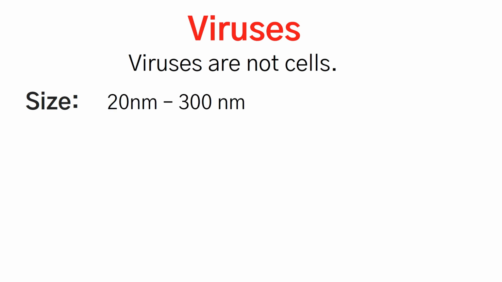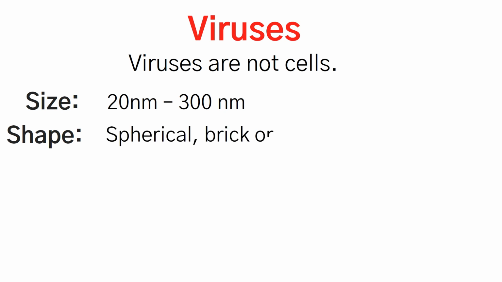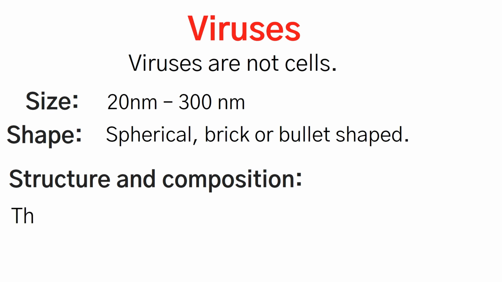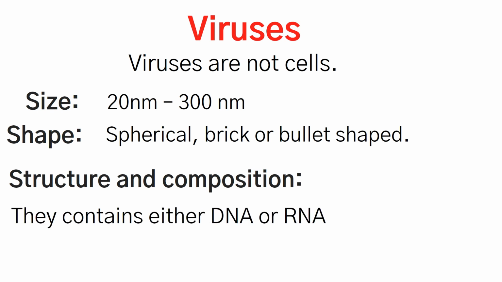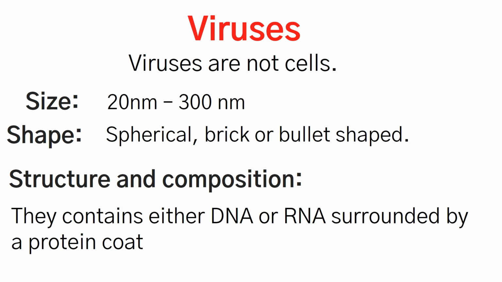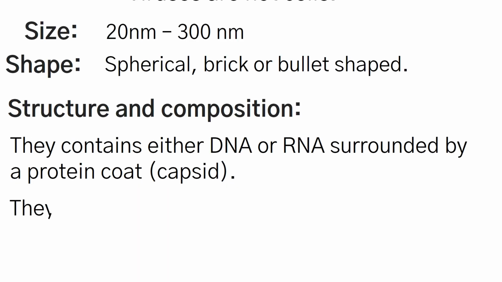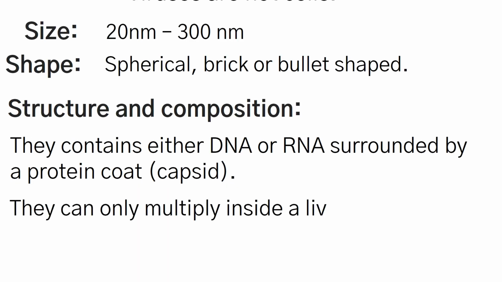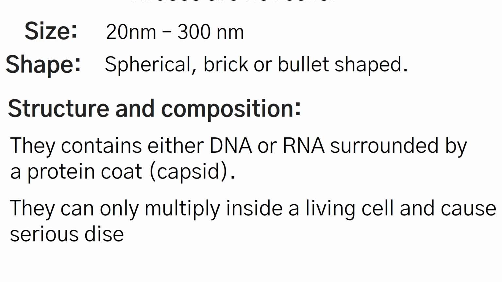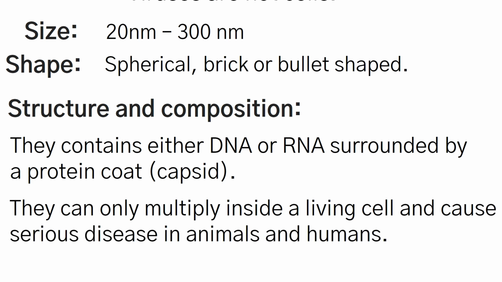Number four, viruses. Viruses are not cells. Their size ranges from 20 nanometer to 300 nanometer. The main shapes include spherical, brick or bullet shaped. Structure and composition: they contain either DNA or RNA surrounded by a protein coat called a capsid. They can only multiply inside a living cell and cause serious diseases in animals and humans.